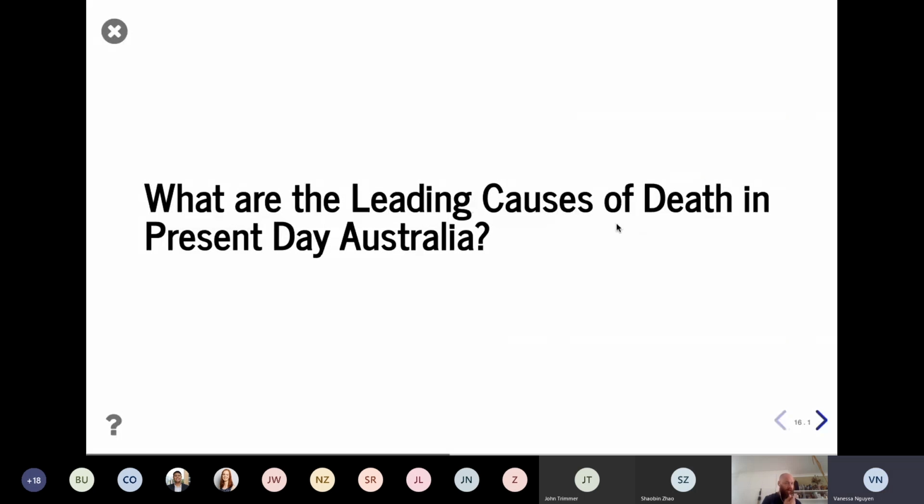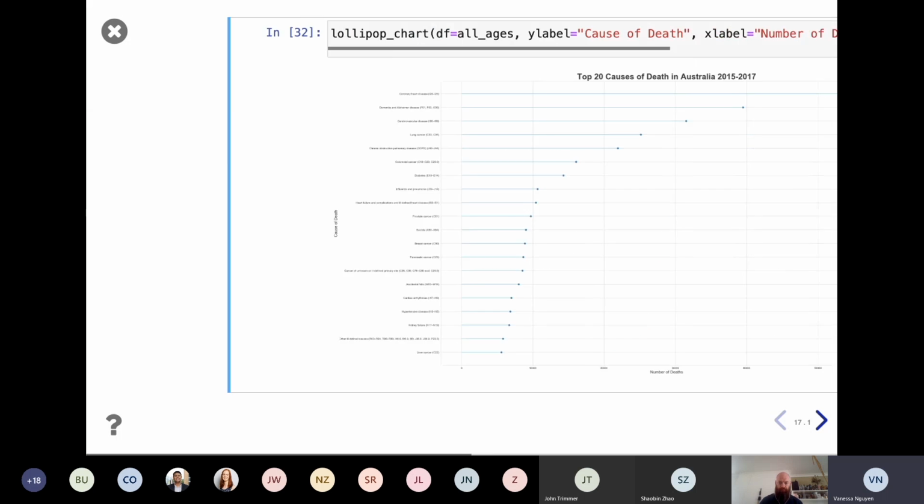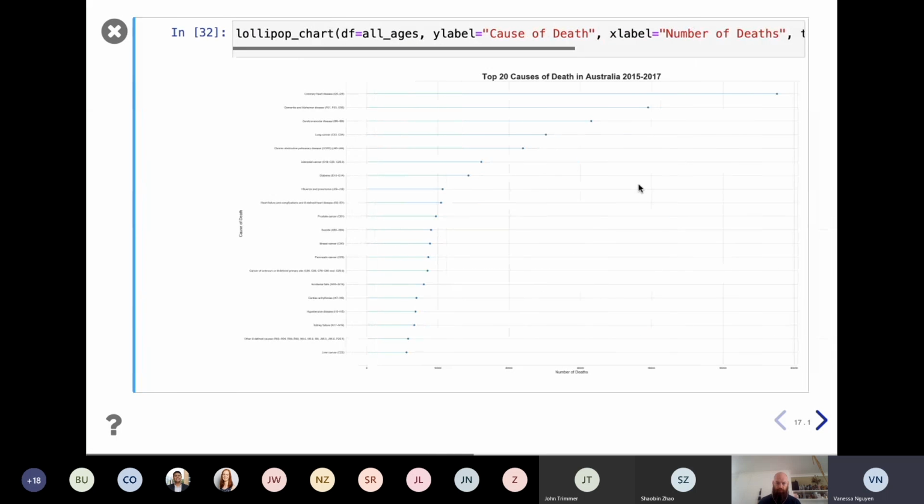Then I thought, what are the leading causes of these deaths right now? If I look at it, you can see that I made a lollipop chart on the top 20 causes of death from 2015 to 2017. The leading cause of death was coronary heart disease, and second was dementia.